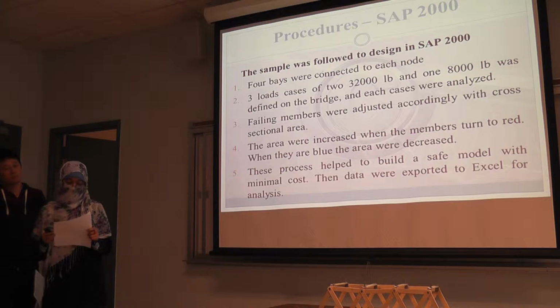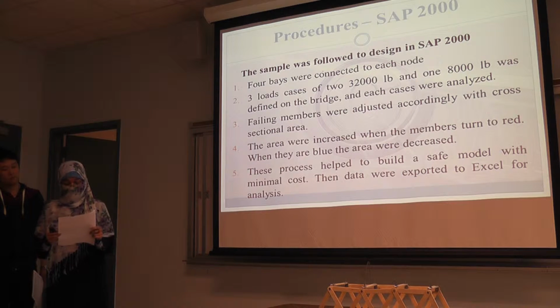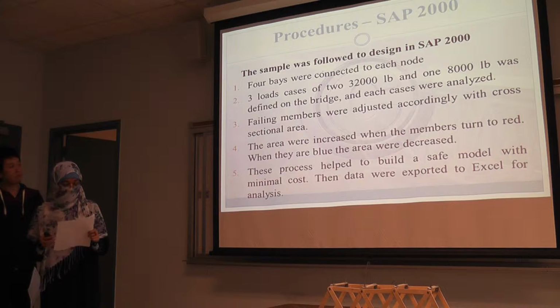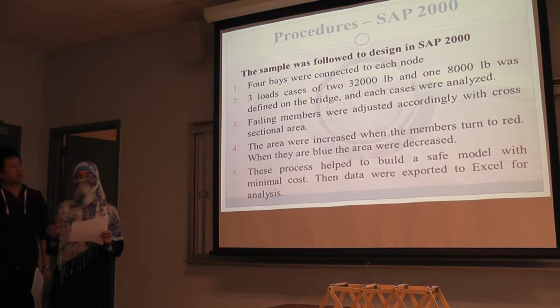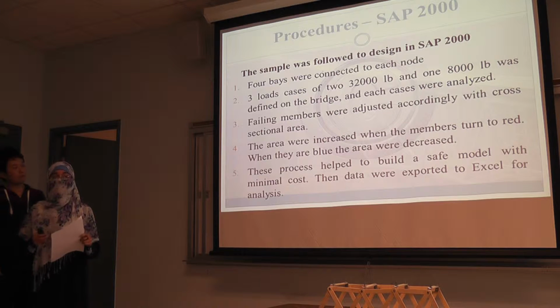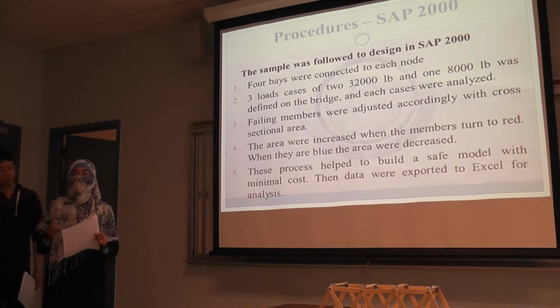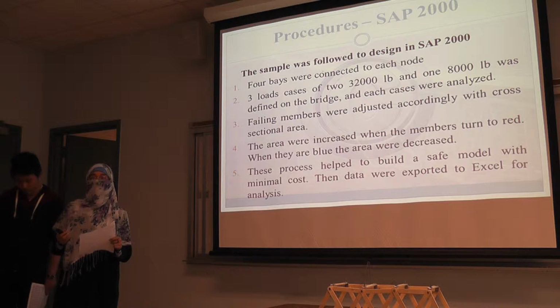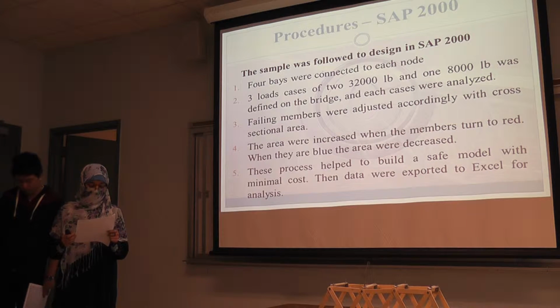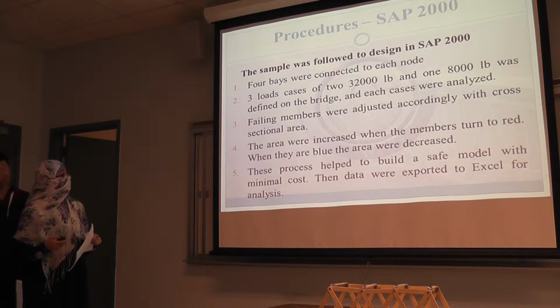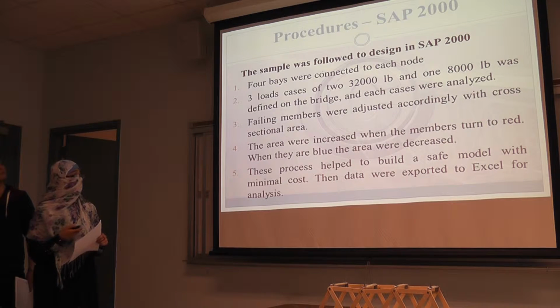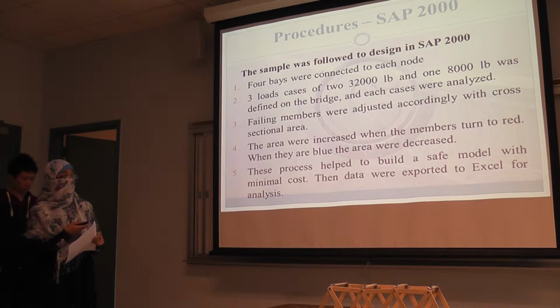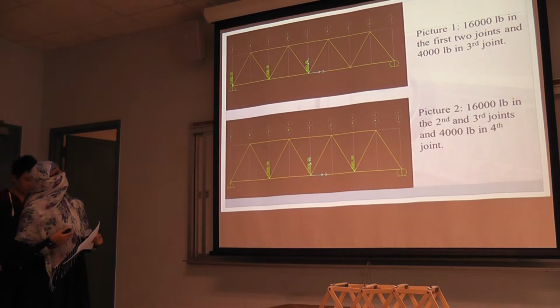Some of the members of the bridge could not bear that much weight, so we changed their cross-sectional area. This application shows the failing member in a different color. When it shows red, that means we have to increase the cross-sectional area, and when it shows blue, that means we have to decrease the area. Thus we made a safe model, and then we exported our data to Microsoft Excel.